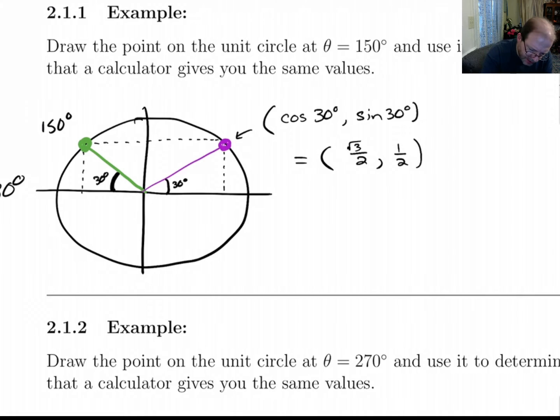And if we think about it, that makes good sense. Root 3 over 2 is like 0.866. That's bigger than 1/2. So it makes sense that it's further over than it is up.